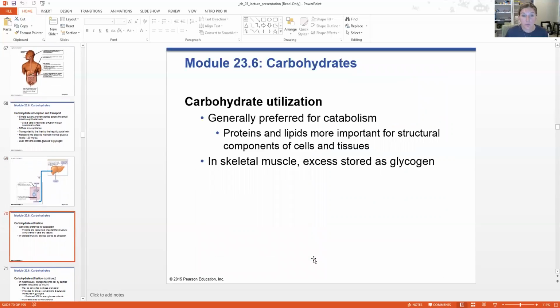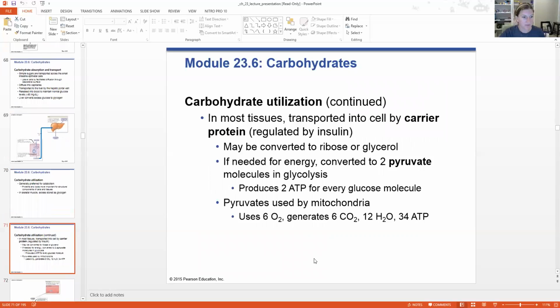So how do we use carbs? Well, they're generally preferred, as I said, during resting states. Your body's using carbohydrates as the main form of ATP generation. Proteins and lipids are more important in cellular and structural components, so your body prefers not to use them. In skeletal muscle, you also have an excess glycogen store, and that makes sense, right? Glycogen's there, breaks down into glucose to give you energy in times of need.